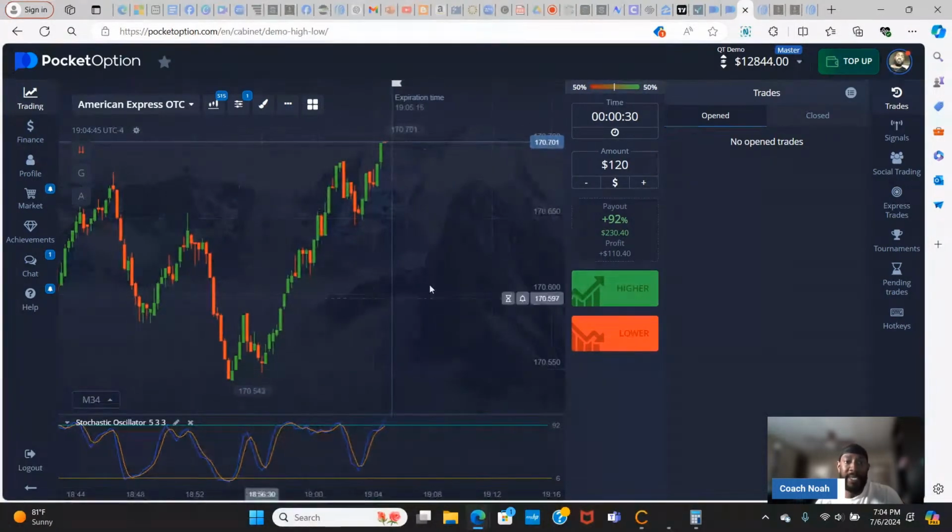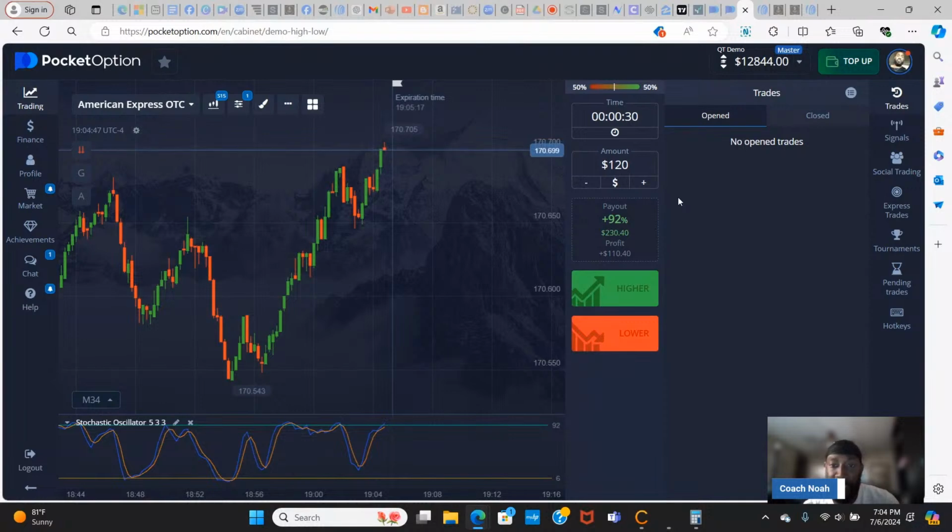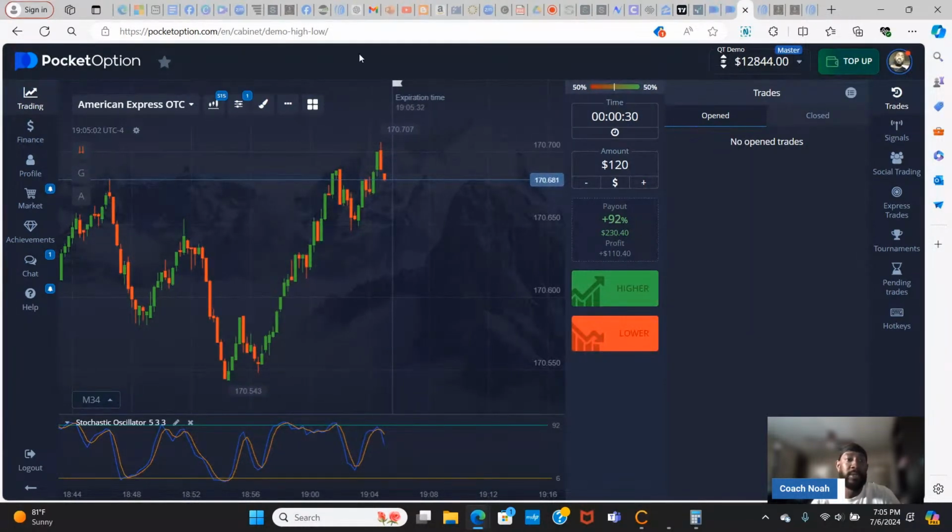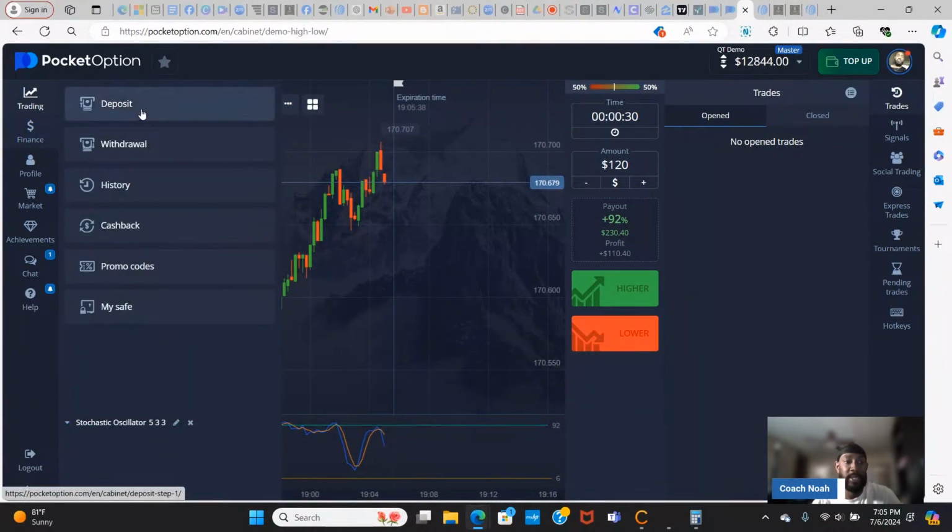So yeah, these are the instructions on how to set up your account and how to get registered. After you get right here, now you can deposit, right? So first, you want to start a demo account. Go ahead and top it up with the amount that you're going to start with. Also, you can start a live account and put your real money in there by coming over here to Finance, go to Deposit.